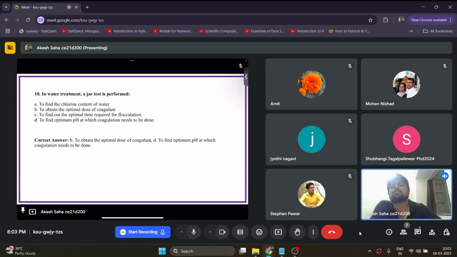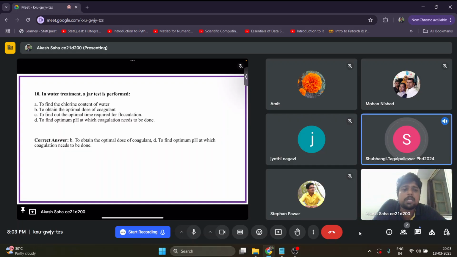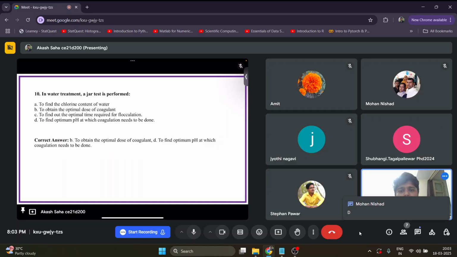But apart from that, it is also used to find out the optimum pH. So the optimum pH at which the coagulation will happen is also assessed with the help of the jar test. That is also very important, at what particular pH effective coagulation is performed, which we calculate from the jar test.